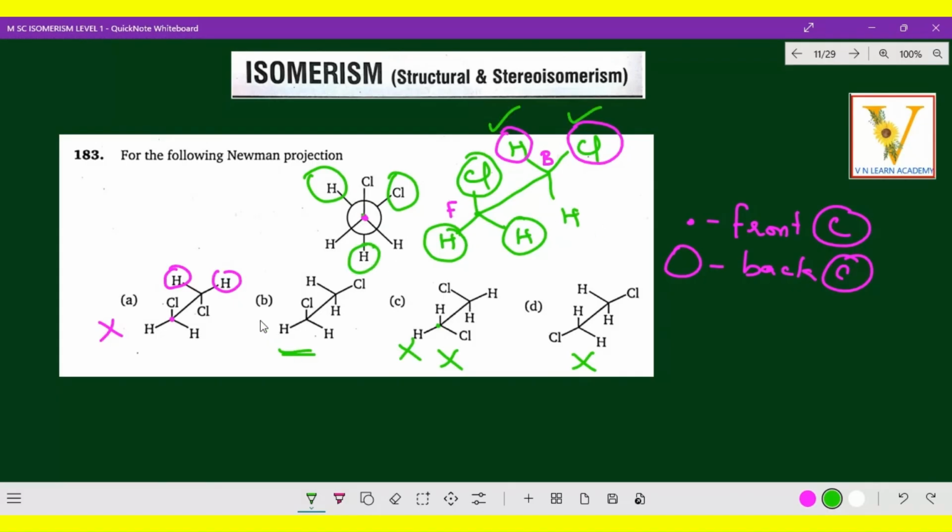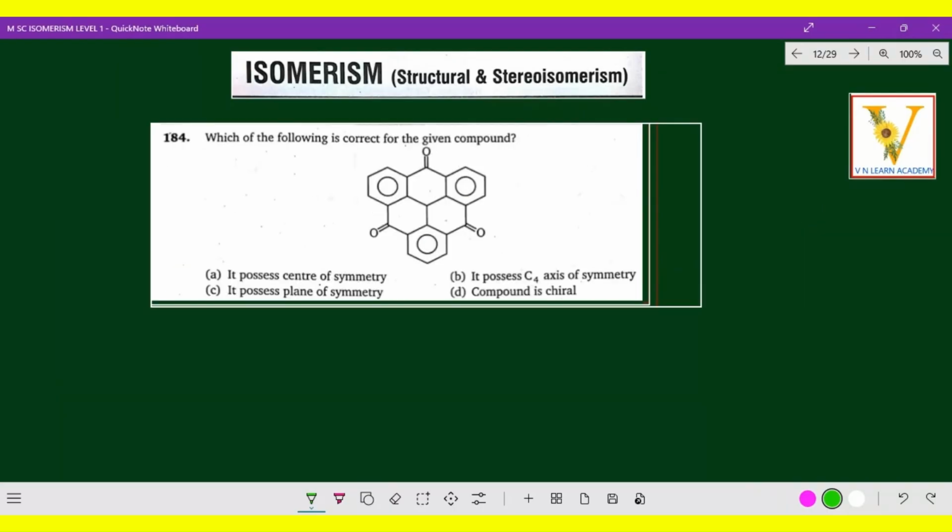Hope you got the clarity. Now which is the correct option? Option B is the correct option. Come on, let's go to the next question. Hope you understand that Newman's projection point. The next question: which of the following is correct for the given compound?